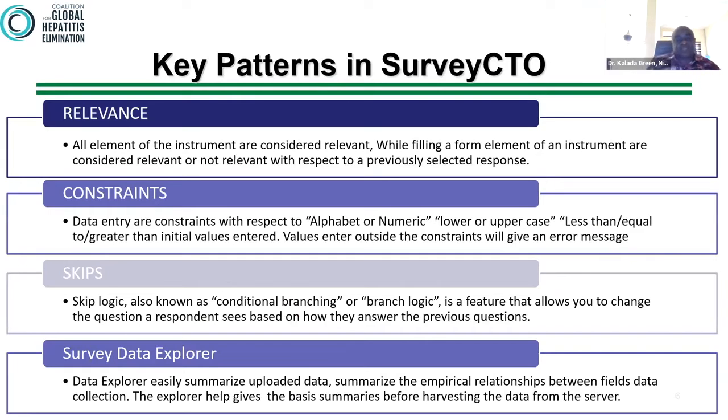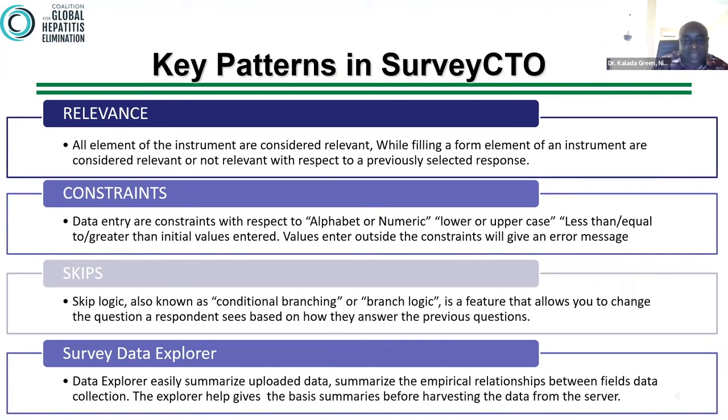So the key patterns in the Survey CTO, you have the relevant pattern, which is an element of the instrument, which will give you an idea of what is relevant and what is not relevant in respect of your selected responses. You have the constraints, which enables us to ensure that what you need to input, if it's alphabet or numeric, lower or uppercase, is what goes in there. And it won't entertain any values that is outside the constraints, else it will give an error message.